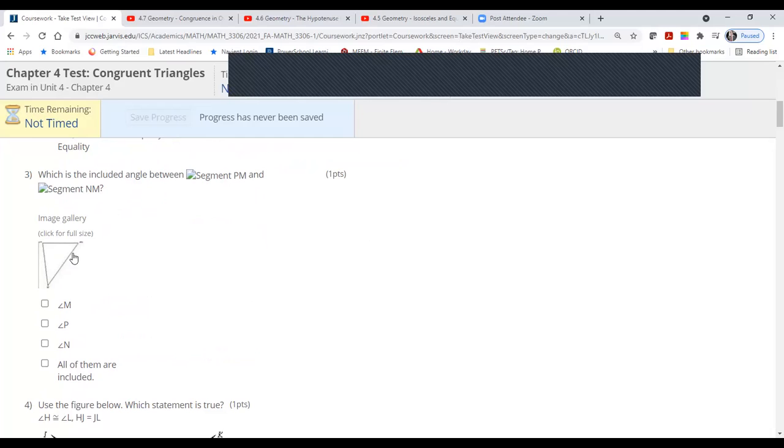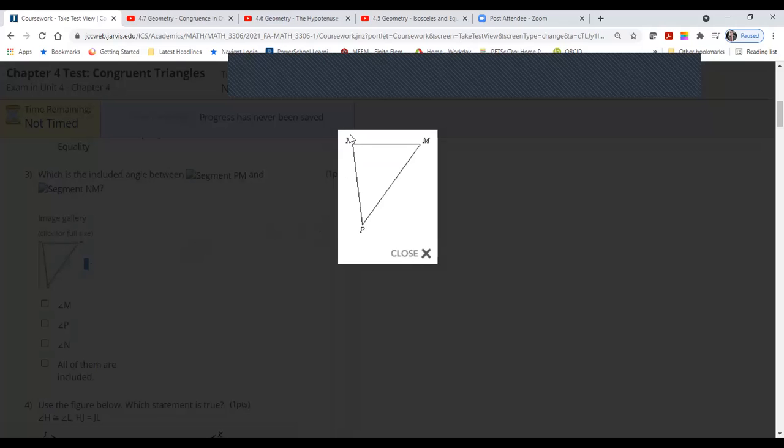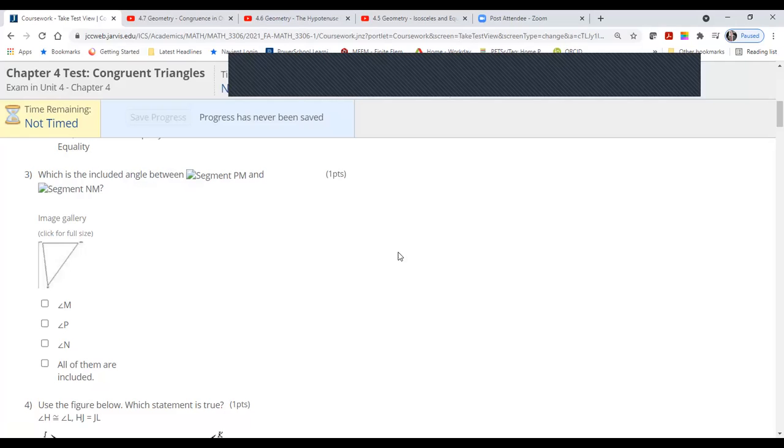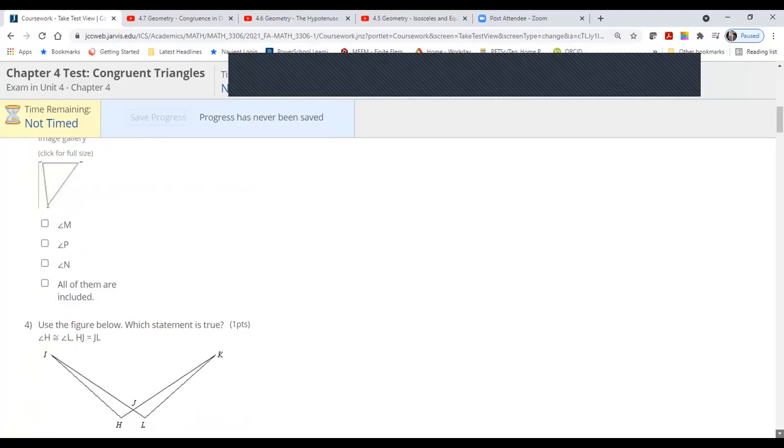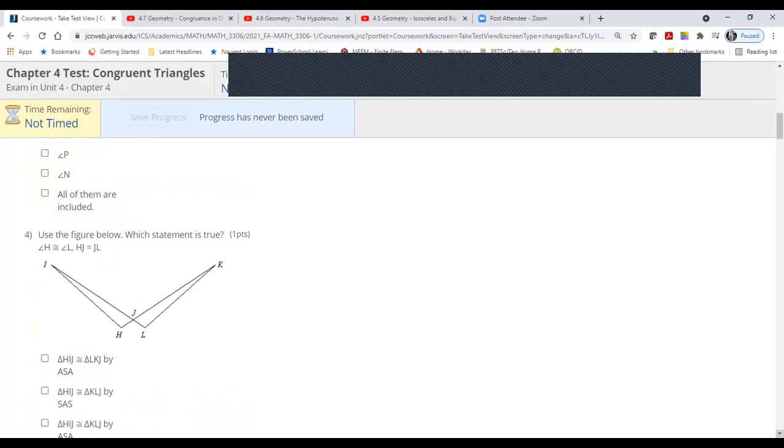Okay, let's see here. Which is the included angle between segment PM and segment NM? Should be this one, right? Yeah, so PM and NM, that means should be this one, right? Yeah, so this one is for you. Okay, so number 4.